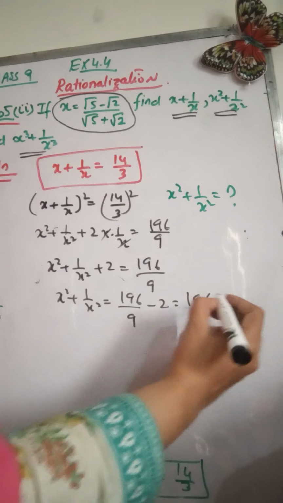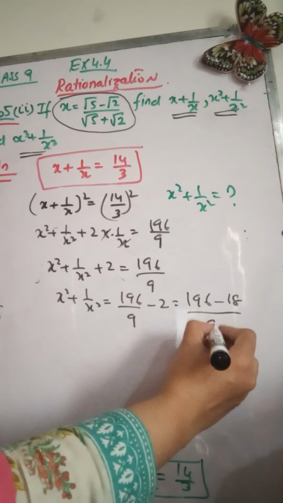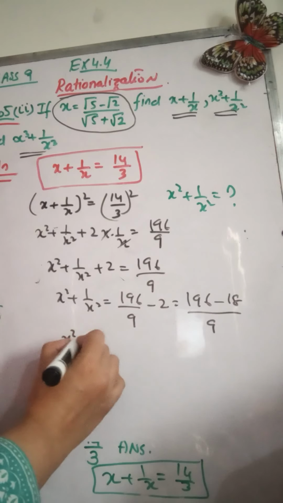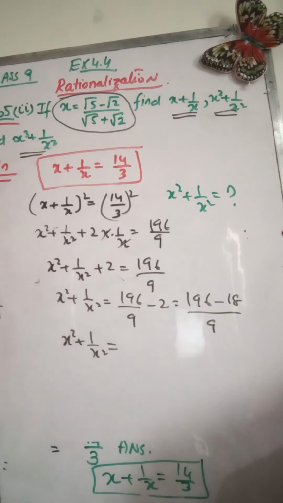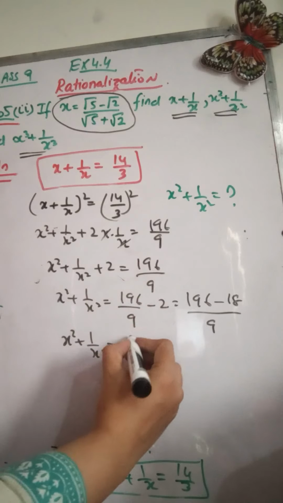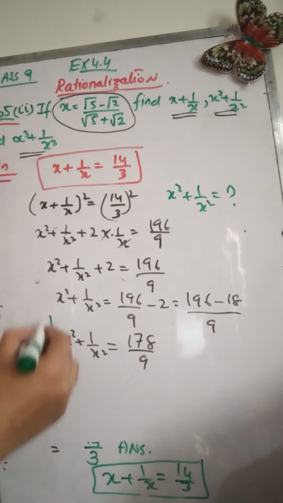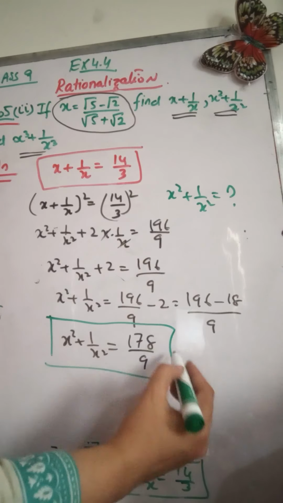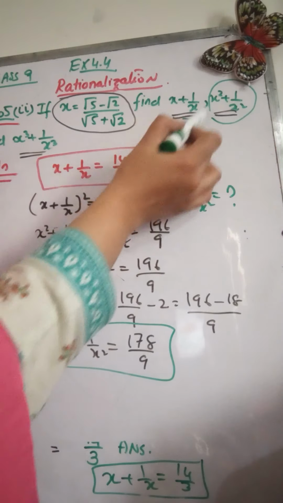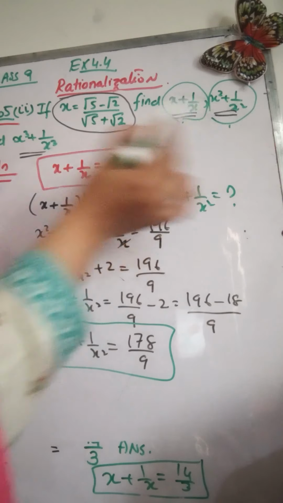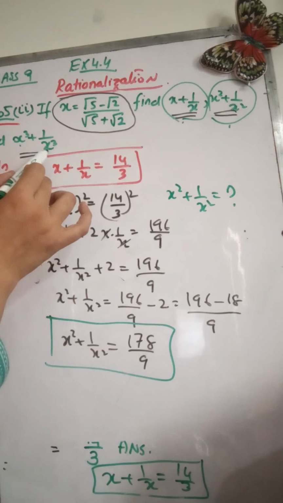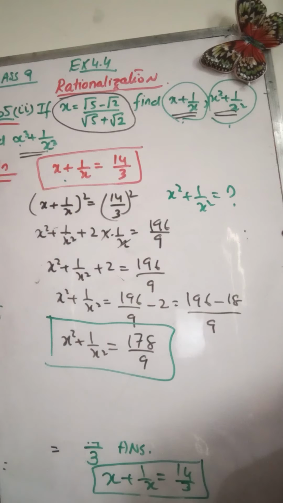taking LCM, 196 minus 18 will be 178 by 9. So x square plus 1 over x square is equal to 178 by 9. Now we have found the value of x plus 1 over x and x square plus 1 over x square. The last step is to find the value of x cube plus 1 over x cube. We will do it with the help of this expression.